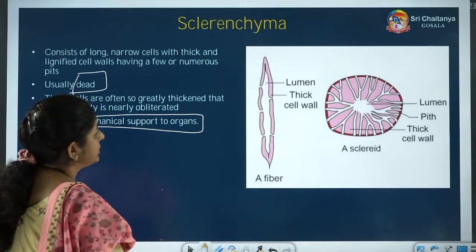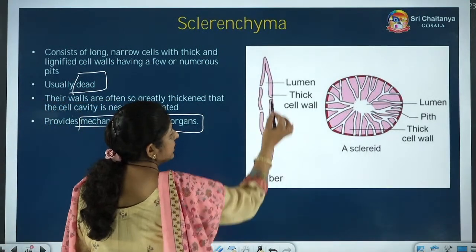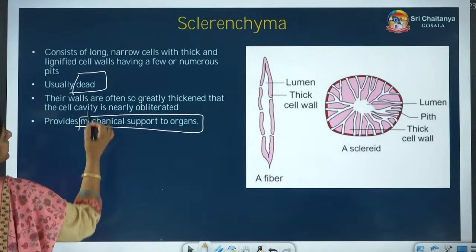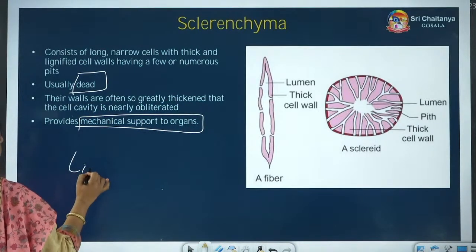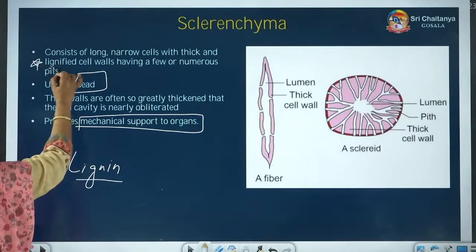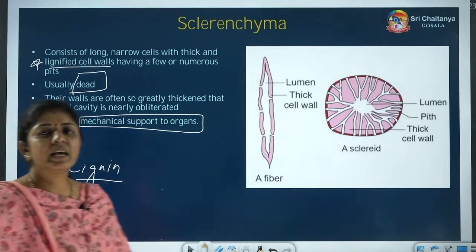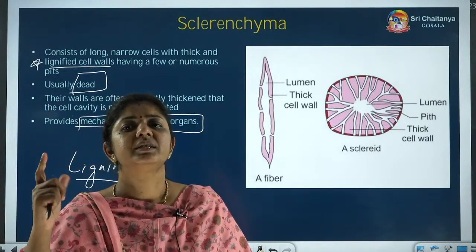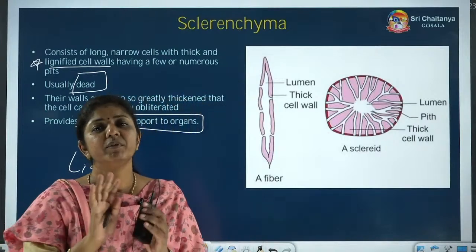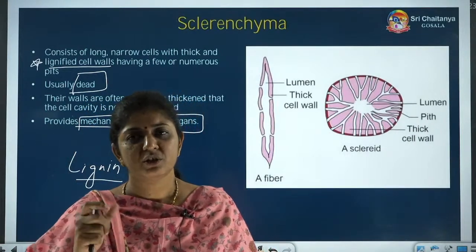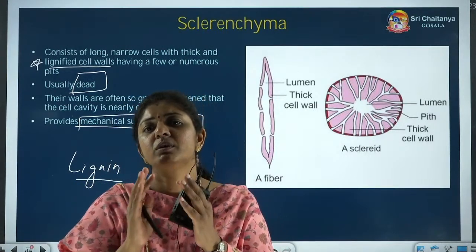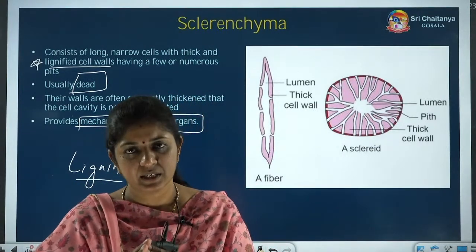Now what are its features? Its wall is very thick, and it is made up of which material? Lignin. Let me write it, lignin. That's why it is written here lignified cell walls. Lignified cell wall means a special compound is there, lignin. What is that? We will discuss in biomolecules. Just now you should know lignin is present, which is giving thickness to the wall of these sclerenchymatous cells.